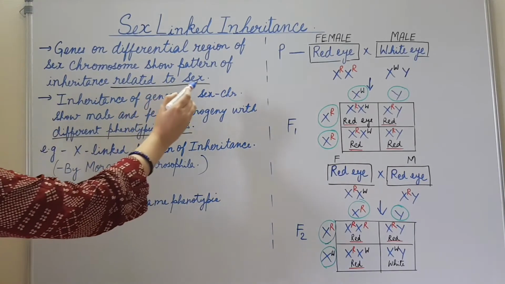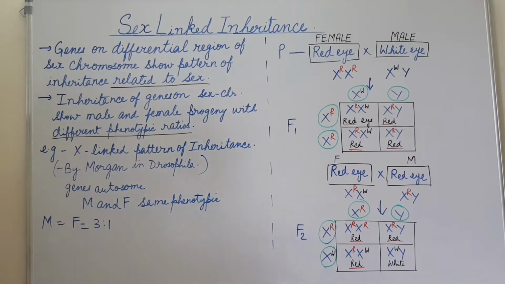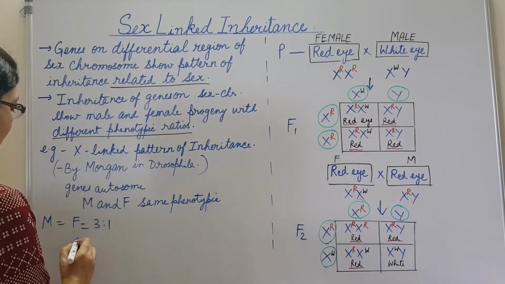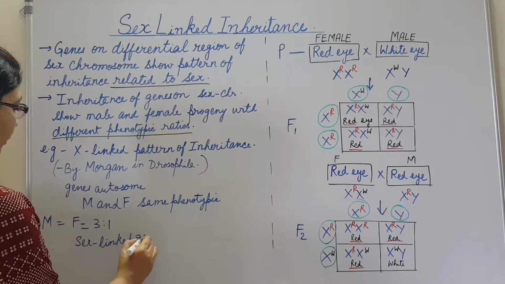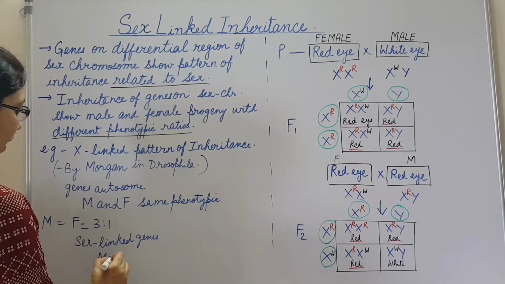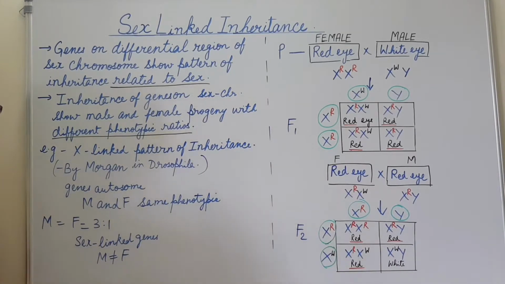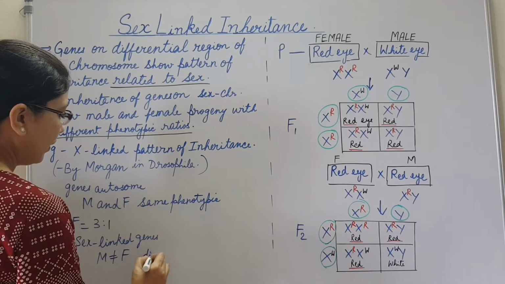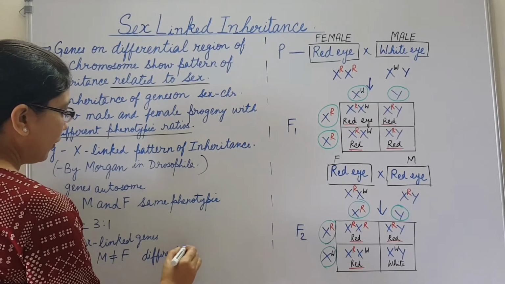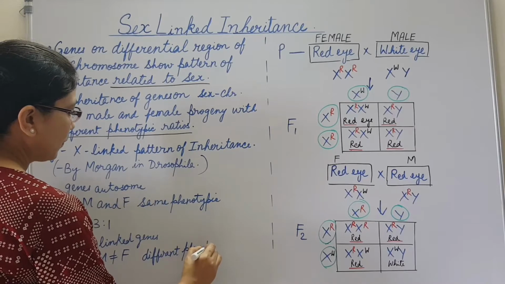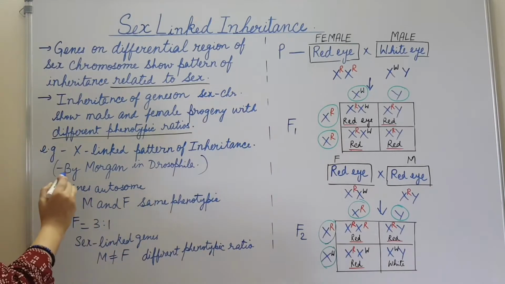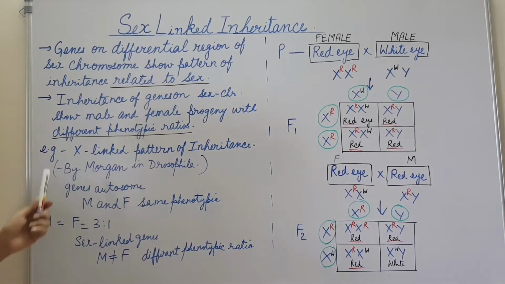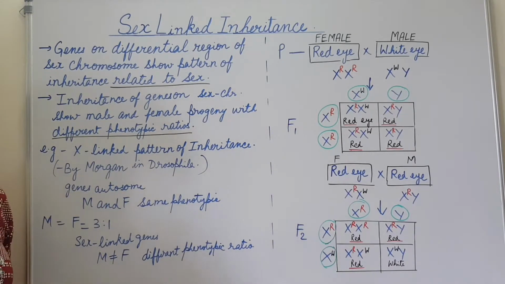But if we see the genes present on the sex chromosome, that is, the sex-linked genes, then in that case these male and female progeny that are produced do not have the same phenotypic ratio. These have a different phenotypic ratio. To explain this, Morgan did an experiment on Drosophila. He explained the inheritance pattern of X-linked genes.